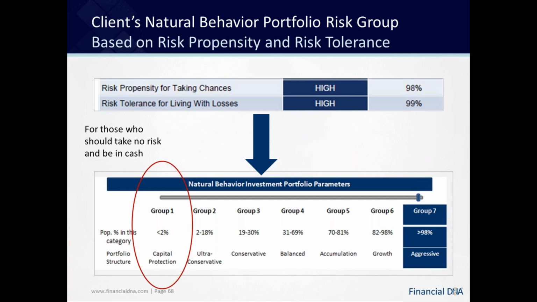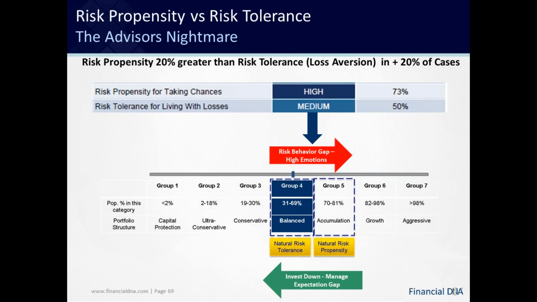Again, emphasizing that we separately measure the risk propensity and the risk tolerance, because in our experience they're different behaviors. And what we found is that in 20% of the cases, the risk tolerance is different to the risk propensity. And so that makes for an interesting conversation.